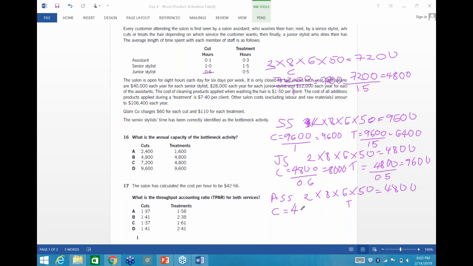For the assistants, it's 0.1 and 0.3, by the way. With 0.1, it is 48,000, and with 0.3, it is 16,000.